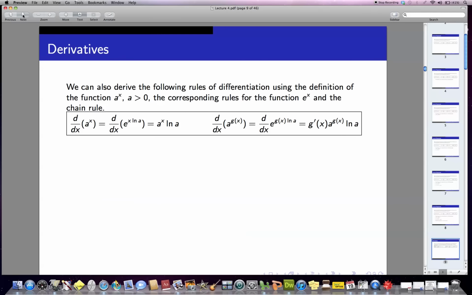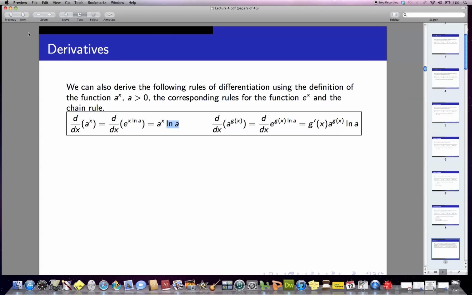And we can also derive a rule for differentiation. By definition, a to the x is e to the x times ln of a, so the derivative of a to the x with respect to x is the derivative of this function, which is just e to the x times ln of a times the derivative of the power here. But ln of a is just a constant, so the derivative of that is ln of a, and so we get that the derivative of this entire thing is ln of a times the thing itself, which is a to the x.